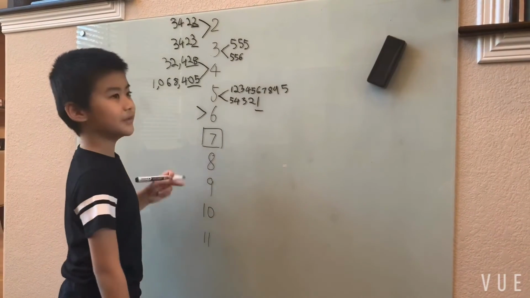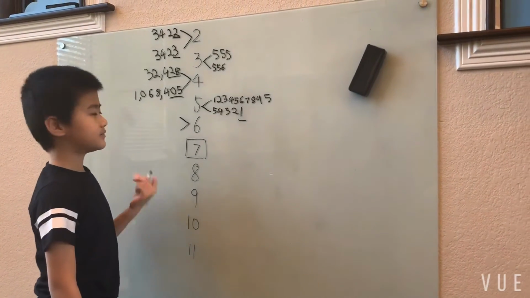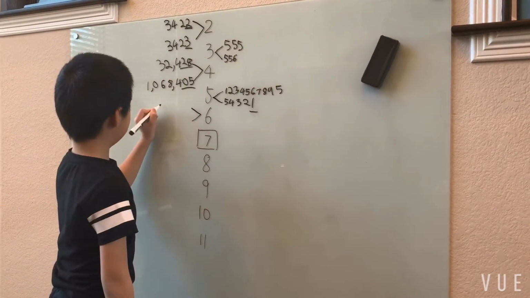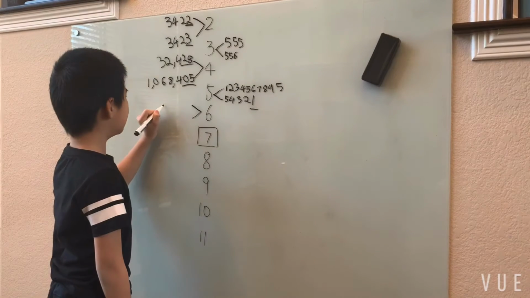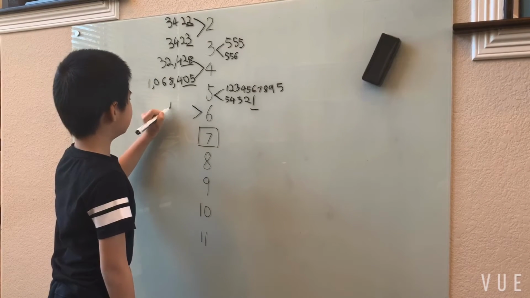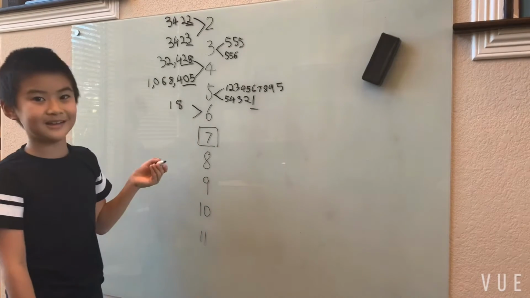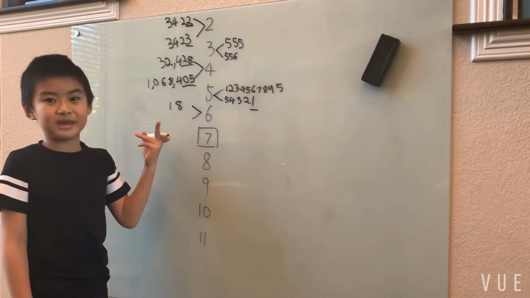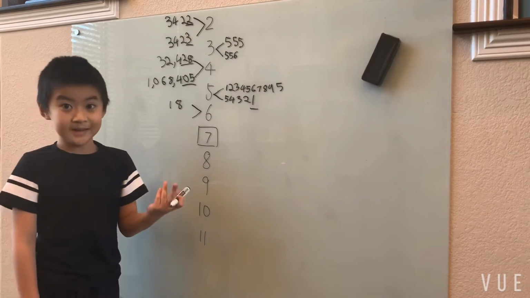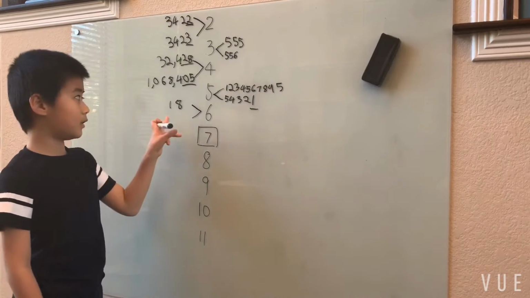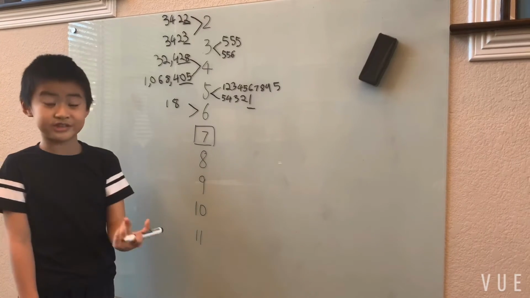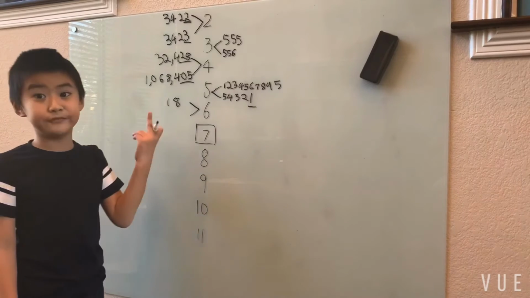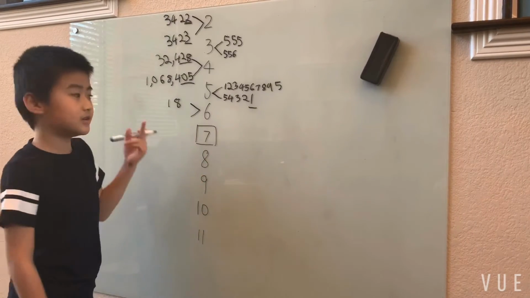So let me think of a number. If it's a small number like 18, I know it's pretty small, but here's basically what we mean. 18 is even, and 1 plus 8 is 9, which is divisible by 3. 18 is 3 times 6, so 18 is divisible by 6. So that was pretty easy.